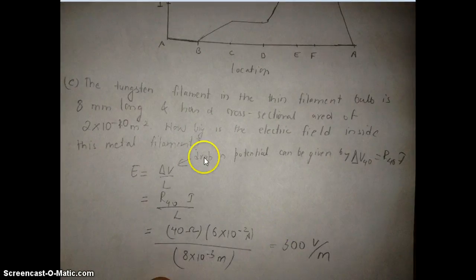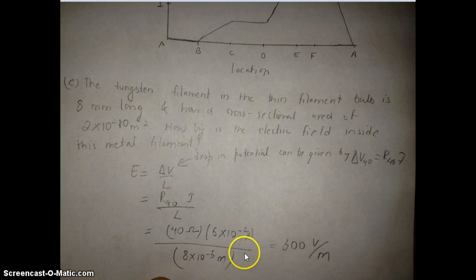For part C, it says the tungsten filament in the thin filament bulb is 8 mm long and has a cross-sectional area of 2 × 10^-10 meter squared. How big is the electric field inside this metal filament? The electric field in the filament of the thin filament bulb can be found from the potential difference, which we can get from E equals delta V by L, where delta V is the drop in potential, which can be given by IR. Now putting in I and R10 for this filament bulb and substituting the values given, it comes out to be 300 volt per meter.